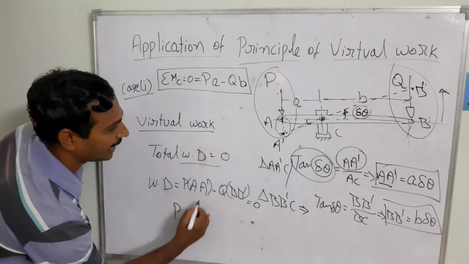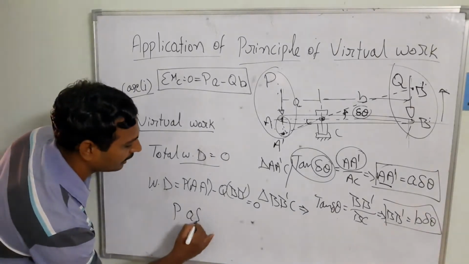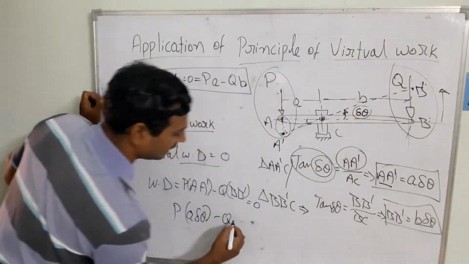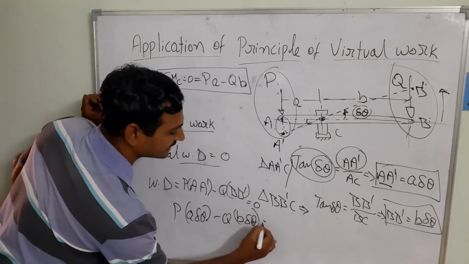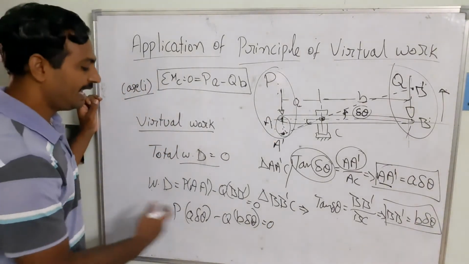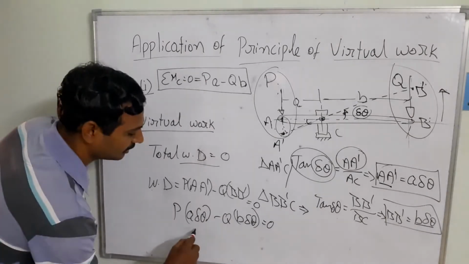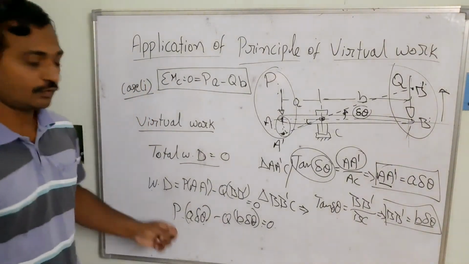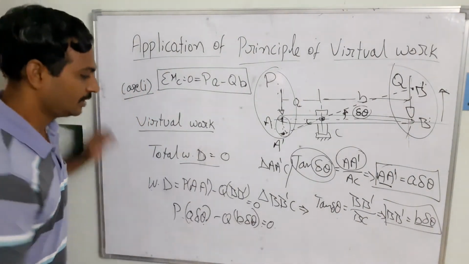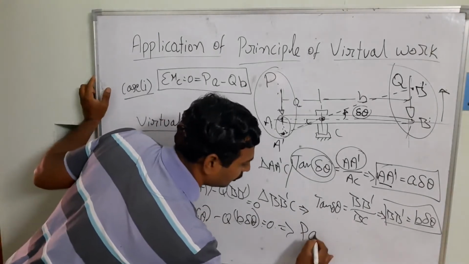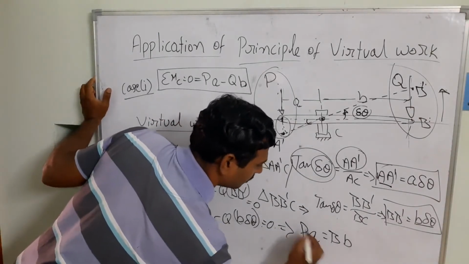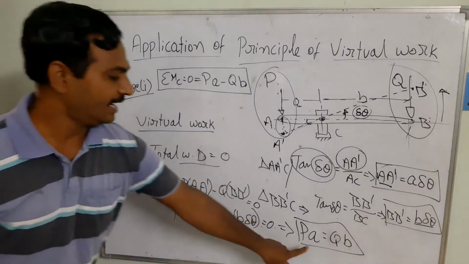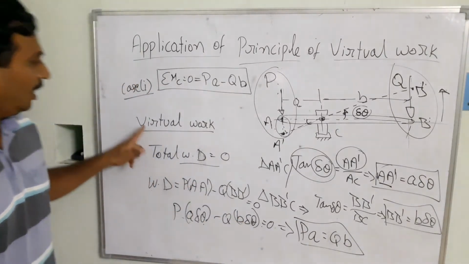Then P into A dash is P into A del theta, minus Q into B del theta, that is equal to 0. So equating, P A del theta minus Q B del theta is equal to 0. This del theta will be cancelled out. Then finally from this equation, P into A is equal to Q into B. So we can see the equation we got from the virtual work method.